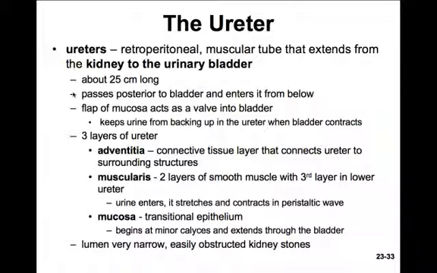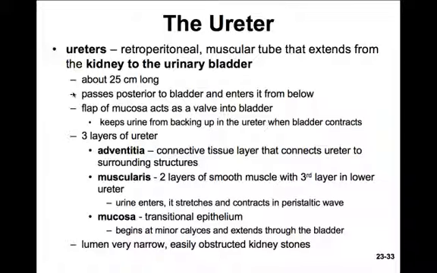There are 3 layers of the ureter. First of all, the adventitia, which is a connective tissue layer, and that connects the ureter to the surrounding structures. The muscularis is 2 or 3 layers. It's 2 layers for most of the length of the ureter, and 3 layers in the lower ureter where urine is entering, and it stretches and contracts in a peristaltic wave, and that stretching and contraction will draw urine from the renal pelvis down into the ureter.